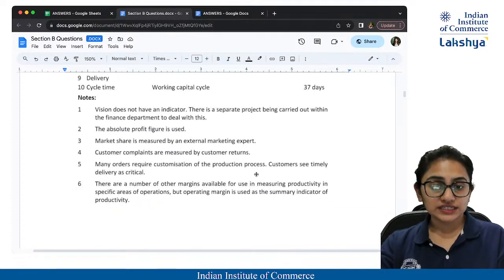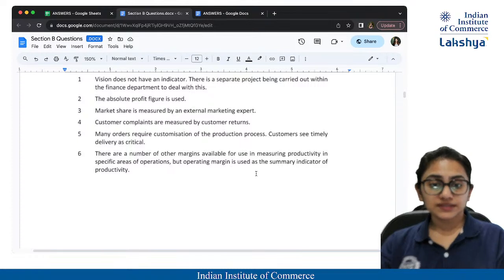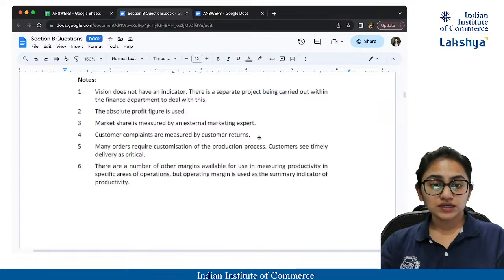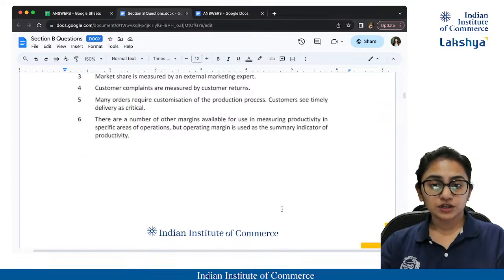Vision does not have an indicator. There are separate projects being carried out within the finance department to deal with this. The absolute profit figure is used. Market share is measured by an external marketing expert. Customer complaints are measured by customer returns. Many orders require customization of the production process. Customers see timely delivery as critical. There are a number of other margins available for use in measuring productivity in specific areas of operations, but operating margin is used as the summary indicator of the productivity.